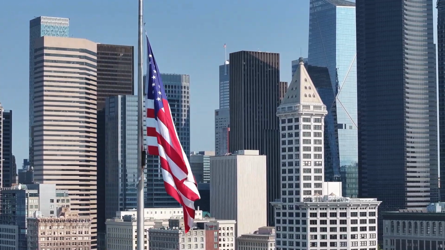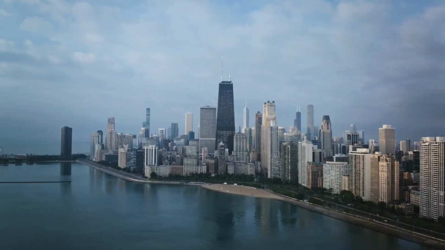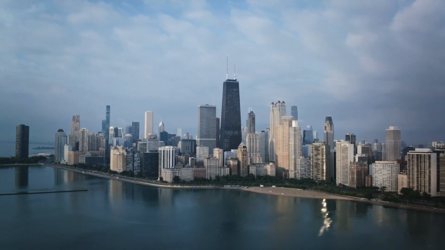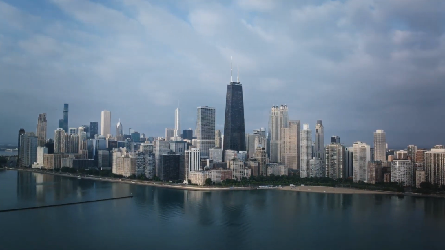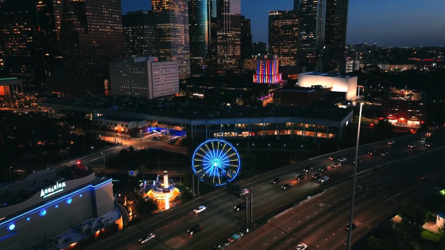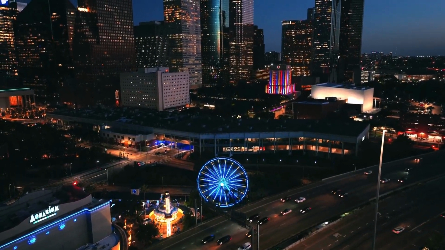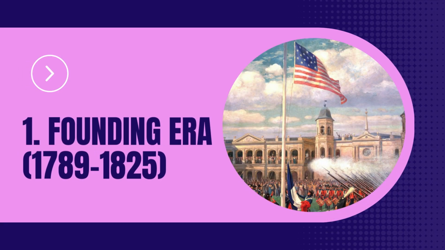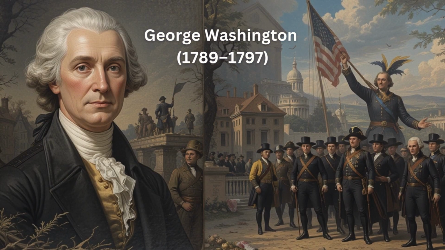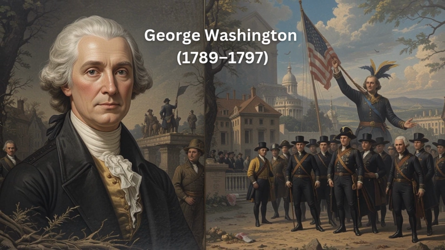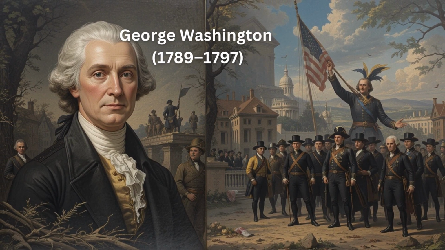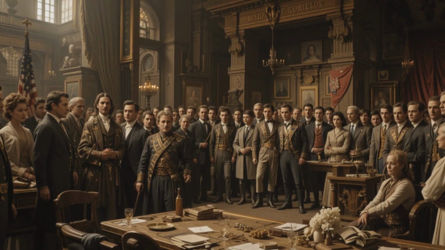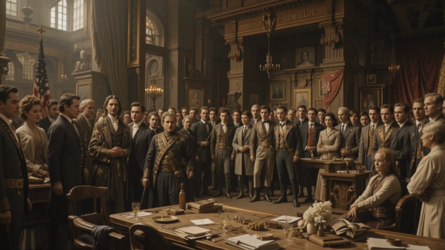The history of U.S. presidents reflects the nation's evolution through pivotal eras, marked by leadership, crises, and transformative policies. Here's an organized overview in this video. 1. Founding era, 1789 to 1825. George Washington, 1789 to 1797, first president. Established precedents like the two-term tradition and cabinet system.